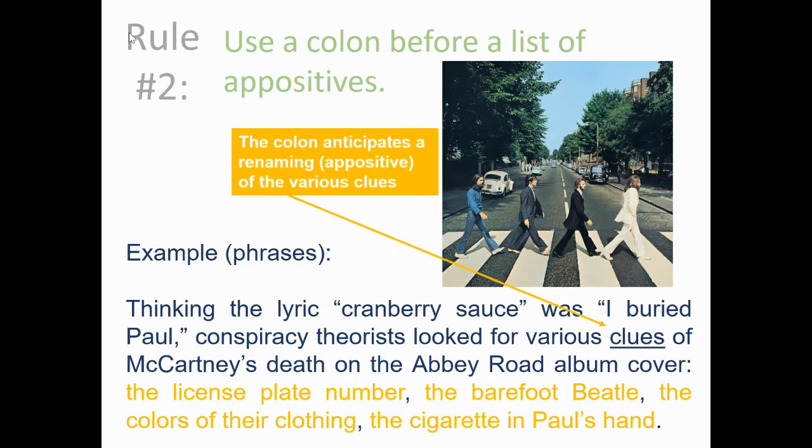What I've done here is I've used this idea of clues, and that's my noun that I'm going to make an appositive of, and then I put in the colon, and now I listed a series of phrases, not words, but phrases that are saying, hey, here are the various clues on this particular album cover, which people thought were clues that Paul McCartney had in fact died. And so there are my listing of phrases.